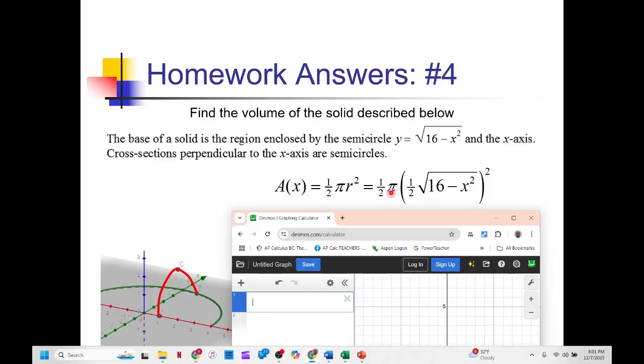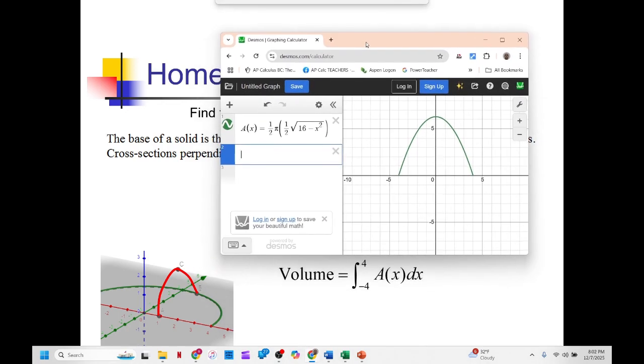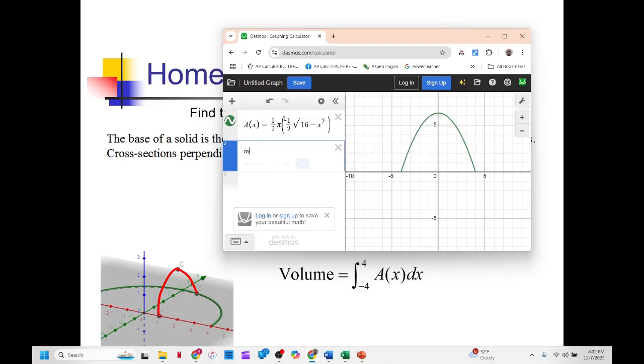So we'll go into Desmos to enter this. We've got A of x equals 1/2 pi, and then open a parenthesis, 1/2 in there, and then sqrt of 16 minus x squared. Then I'll close that parenthesis and raise that to the second power, and all of that's A of x. Let's bring this up so I can see what I'm actually entering. So I need the integral from -4 to 4 of A of x dx, and that's about 33.510.